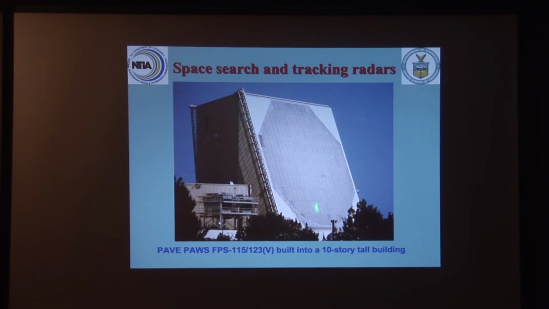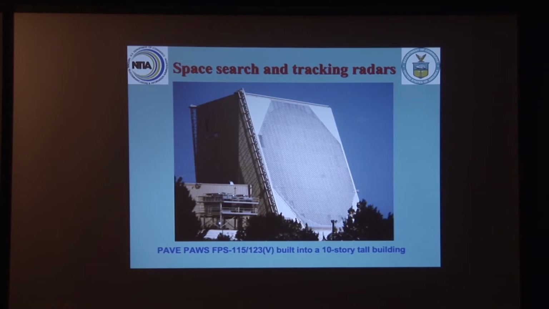This is one, PAVE PAWS, again a 10-story building. This is the ground floor, and you can actually see the floors. See, there's the second floor, third, fourth, fifth, sixth, 7, 8, 9, 10. You've got the weight room, the gymnasium, the cafeteria, the daycare center. Not really a daycare center, but actually there might be. It's all inside. When you go to work at this radar, you go into the radar to work. There are 2 array faces angled 120 degrees to each other.